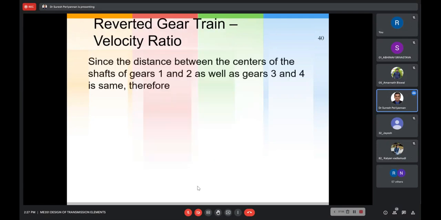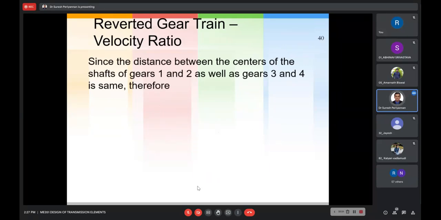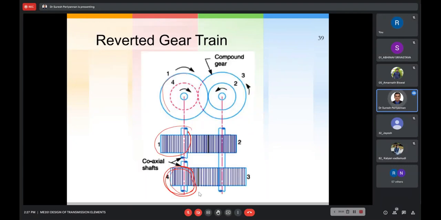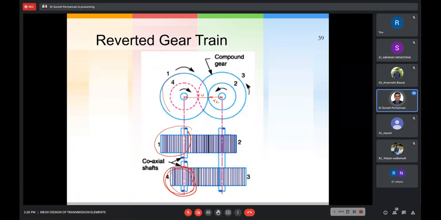Okay, now this is the reverted gear train velocity ratio. Now R1 plus R2 is equal to R3 plus R4, based on the engagement. Now this is the shaft center distance. What is the distance? This is the distance R2. Okay, this is the distance R4. This must be the same as this distance, this R3. Now I take another color.